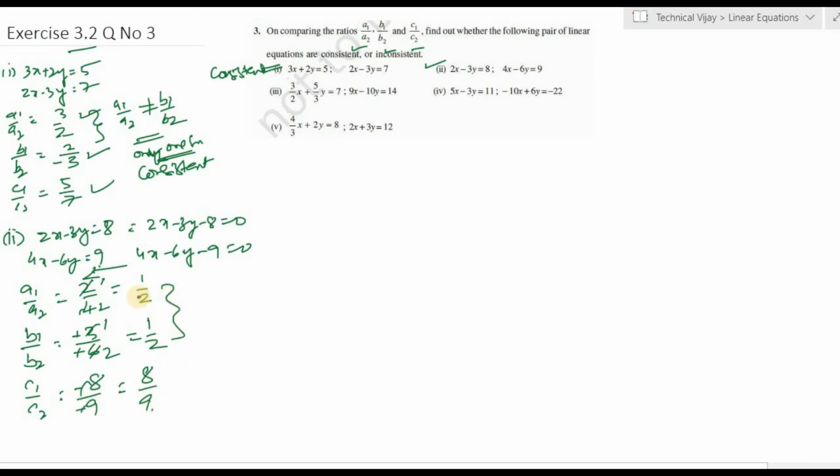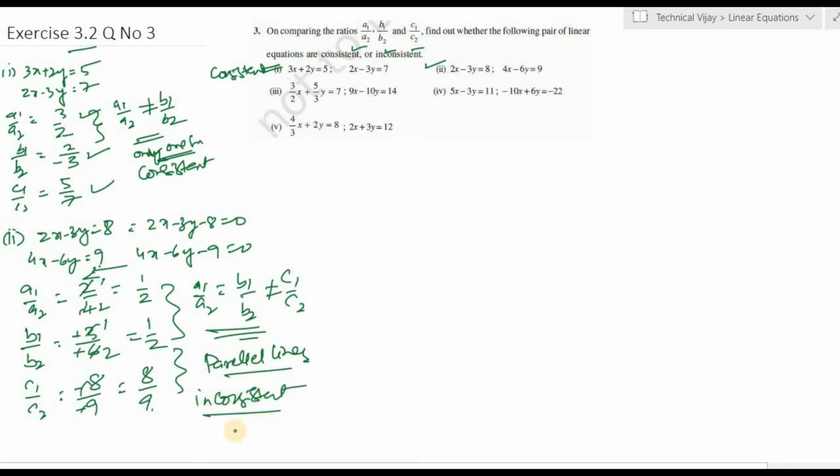So here you can observe A1 by A2 is also equal to B1 by B2, but it is not equal to C1 by C2. That is the second condition: A1 by A2 is equal to B1 by B2, which is not equal to C1 by C2. In this condition, it has got parallel lines, and this is inconsistent. So the third portion we will take.